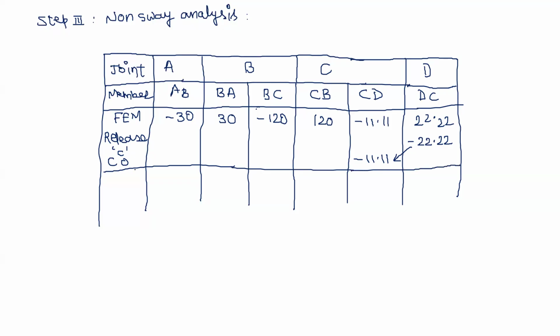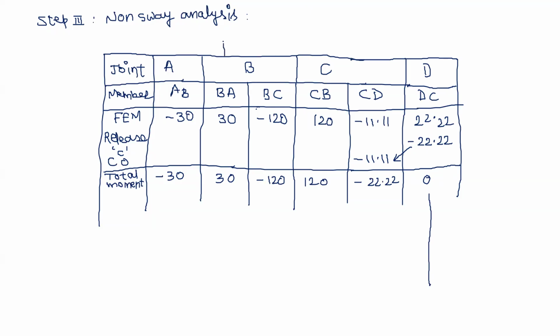So this is most important when we add afterwards. We have to add from the total moments. So the total moment: this will be minus 30, 30, minus 120, 120, then minus 22.22 and 0. After this, we do not have any carryover for DC.